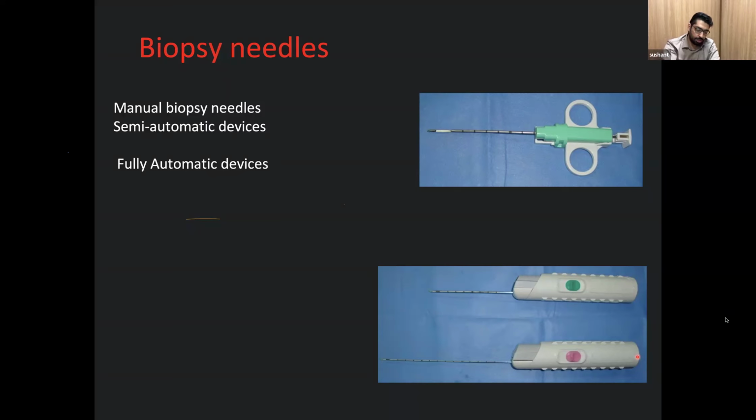So mostly two types of biopsy guns are available. One is the semi-automatic one, that is the manual biopsy needle, and another is fully automatic, in which the side plate is also advanced automatically, and then the firing is also done automatically. So these are known as fully automatic biopsy guns. And third, these both were side cutting, in which there is an end plate. However, we have another biopsy gun which is completely hollow.